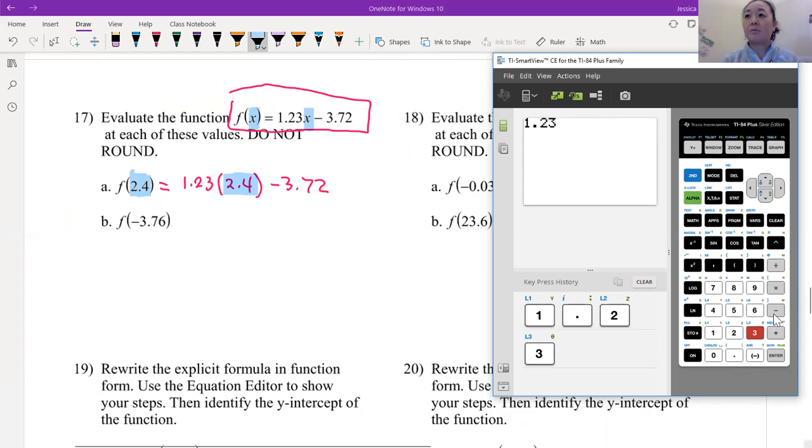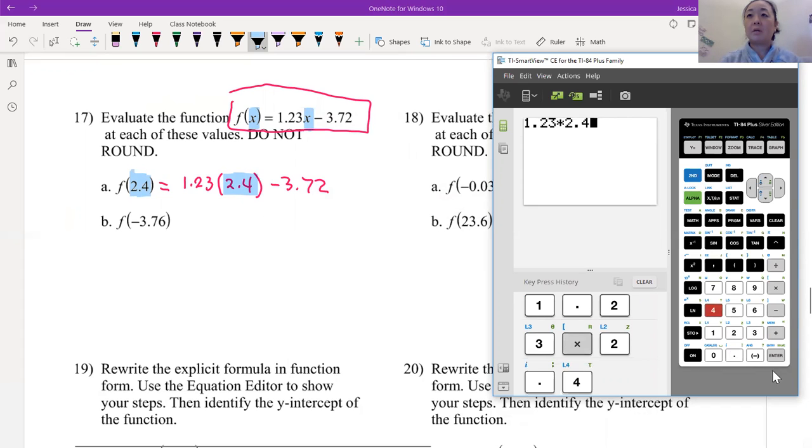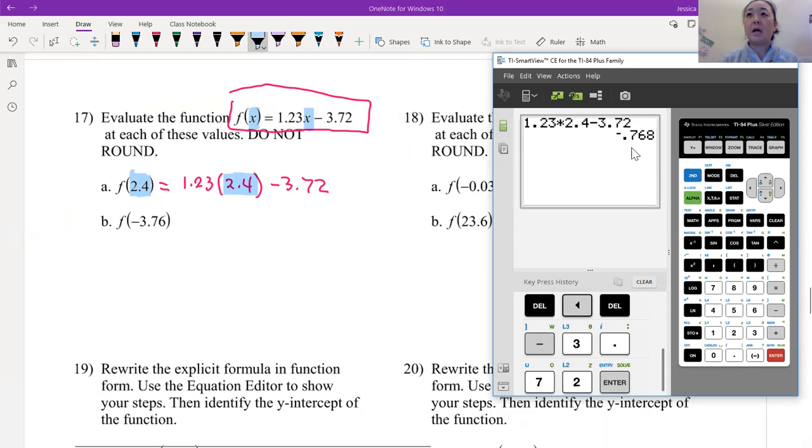We're going to, where's my mouse? Multiply that by 2.4. And then add, oh no, just kidding, not add. Go back. We're going to subtract 3.72. And that's going to be negative 0.768.